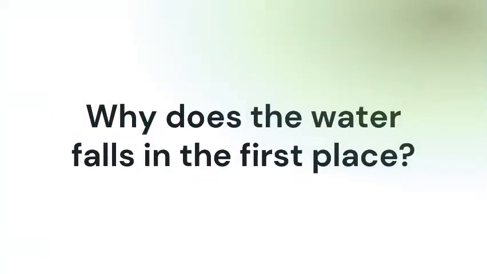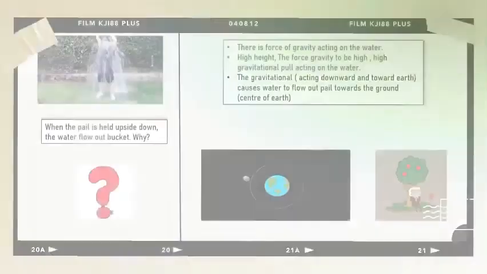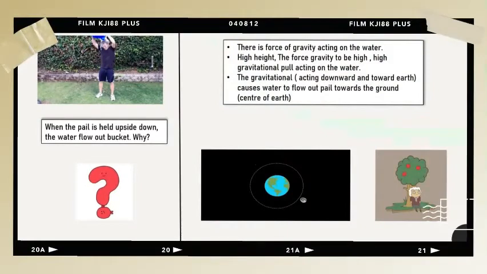Why does the water fall in the first place? Explanation for the answer we had earlier. When the bucket is held upside down, without any movement of the bucket in the circular motion, the water will flow out of the bucket. This happens because of the force of gravity acting on the water.